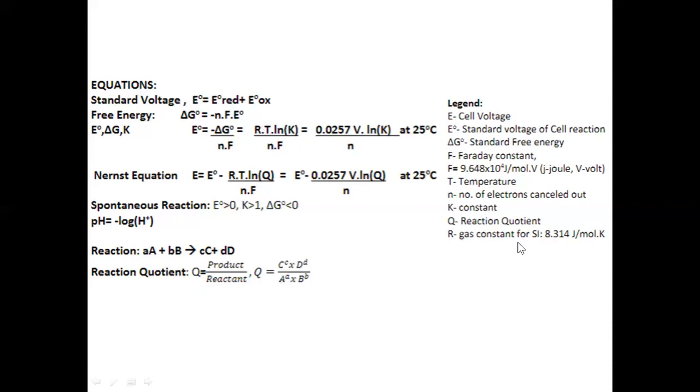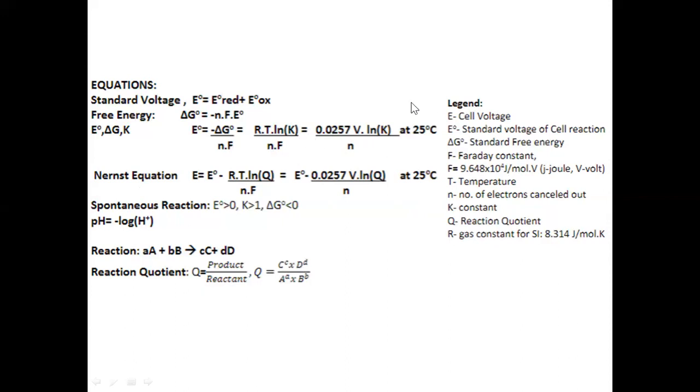Now let's define the following variables: R, T, N, F, and K. R stands for the gas constant, and since we're going to use SI units, the gas constant R is 8.314 joule per mole multiplied by Kelvin. The temperature must be in Kelvin for unit consistency. K, the reaction constant, is unitless. N is the number of electrons that canceled out during a redox reaction. And F is again the Faraday constant at 9.648 times 10 raised to 4 joule per mole volt.